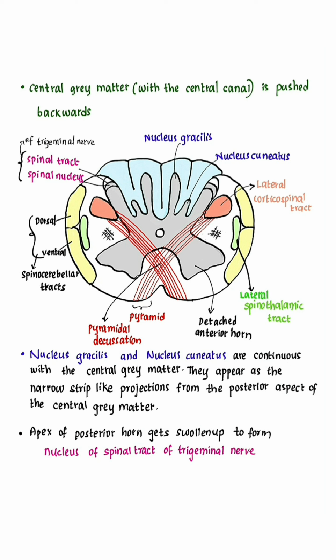Nucleus gracilis and nucleus cuneatus are continuous with central gray matter. They appear as narrow strip-like projections from the posterior aspect of the central gray matter. Apex of posterior horn gets swollen up to form nucleus of spinal tract of trigeminal nerve.